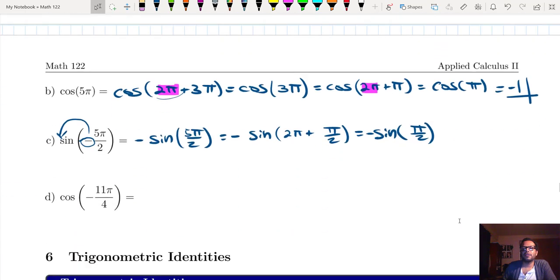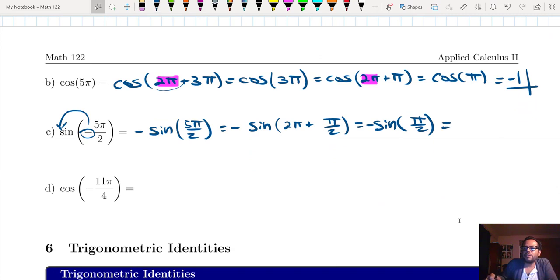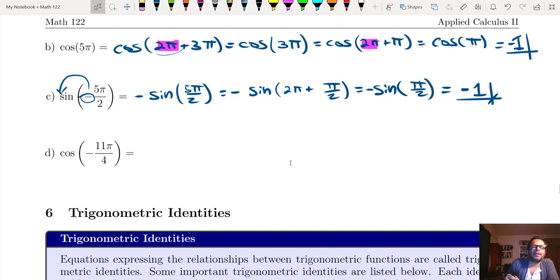However, this is 1 with the negative sign being carried from the property we used before. Okay, now let's see. Cosine of negative 11 pi over 4. Again, keep in mind the negative sign first, right?